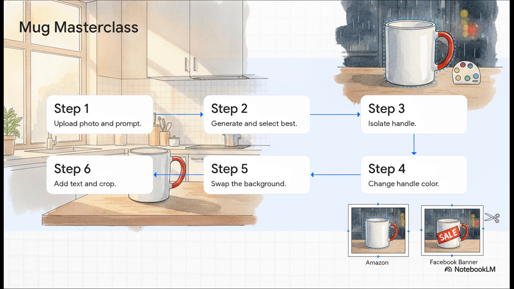Now, for steps 3 and 4, let's say a new inventory variant just hit the warehouse with a red handle. Easy. Use the select tool, isolate the handle, and magically turn it red. Step 5, prompt a darker background swap. Finally, step 6, add a sale tag and crop it perfectly for Amazon and Instagram. That is a full campaign, done in minutes.